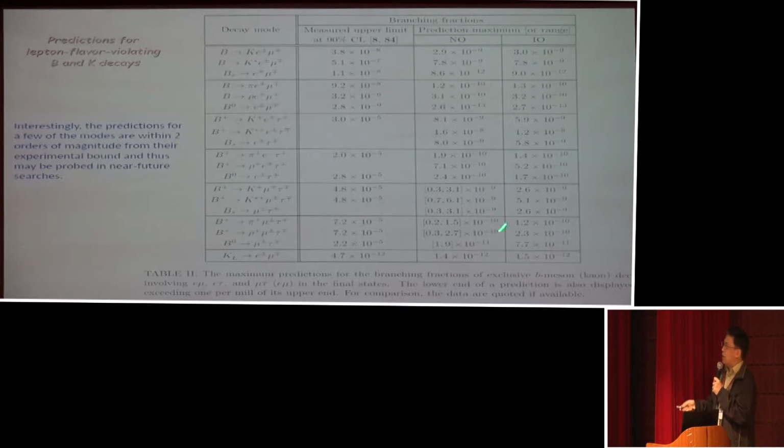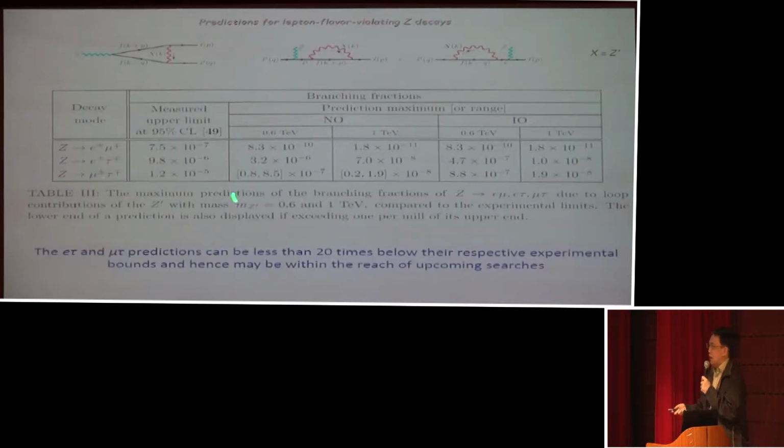It turns out that although many of these are a few orders of magnitude below the current bounds, some are within 2 orders of magnitude. So these predictions can hopefully be tested in the near future. You can also make predictions on lepton flavor violating Z boson decays, because we also have data on these. The Z prime contributes via these loop diagrams to these processes, and again, some of these are very close to the current bounds, especially this one here and this one here. So this can hopefully be tested in the near future.